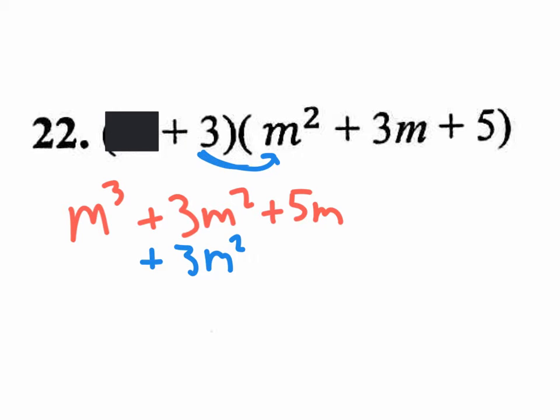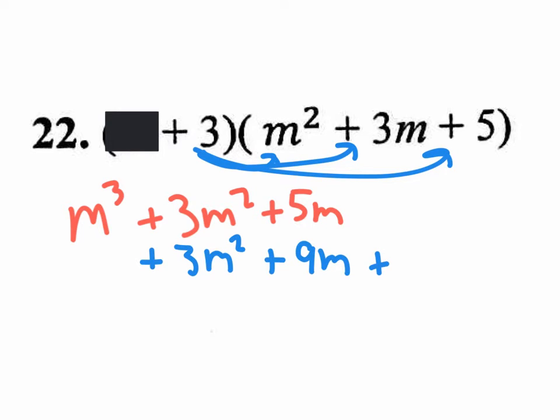If we go positive 3 times positive 3m, what am I going to get? Positive 9m. Now, where am I going to write that one? I'm going to write it below the other 5m. So positive 9m right below. And last but not least, the 3 times the 5, that's 15 at the very end. And notice that there's nothing to combine it with. It's just a plus 15, right, at the very end.